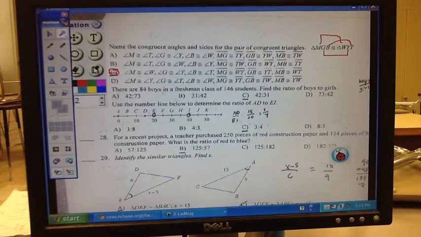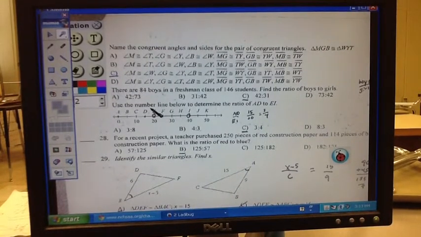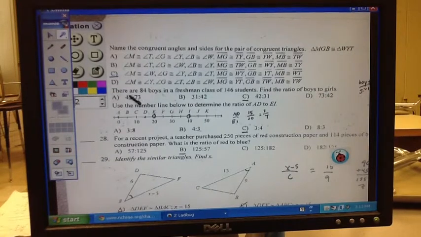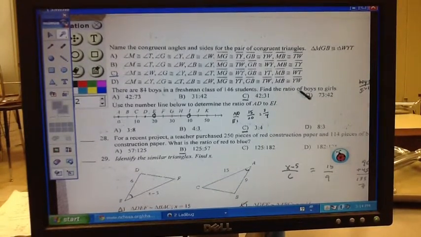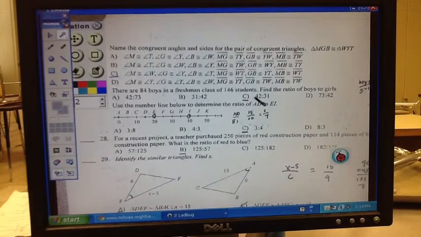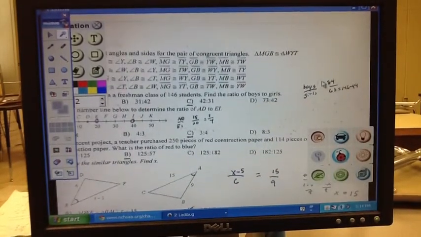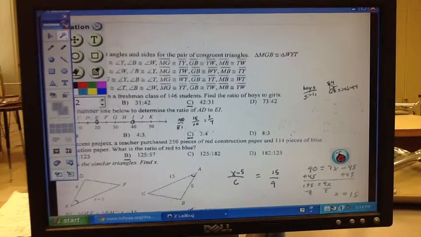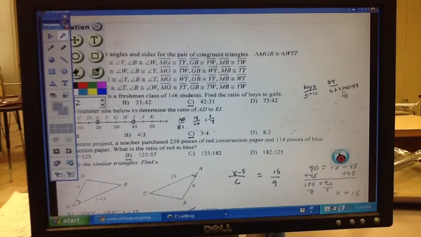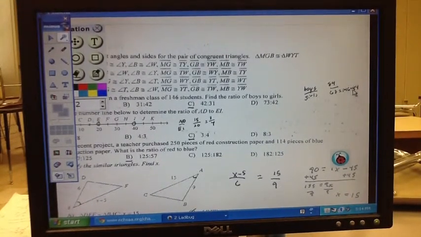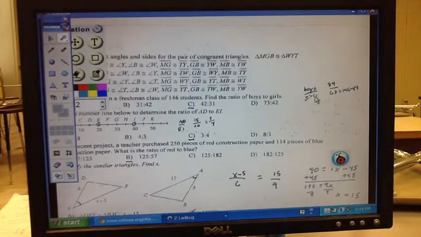Alright, moving on to the next question. Question 26. It says there are 84 boys in the freshman class, 146 students. Go ahead and find out how many girls there are, because it says boys to girls. We knew the boys were 84. The total number of students, 146, minus 84 ended up equaling the girls.